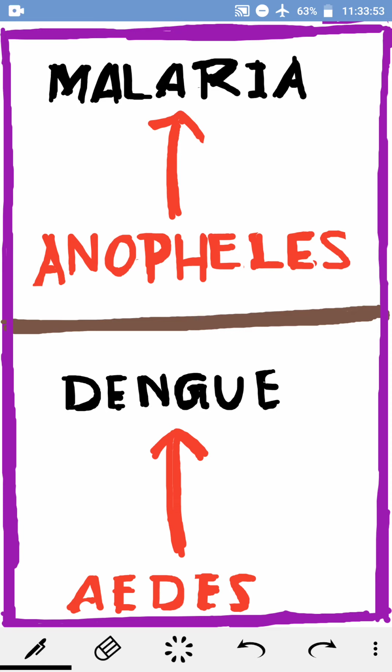Hello students, last class ended with a question. How can we control the spread of malaria or dengue? Anopheles mosquito spreads malaria, Aedes mosquito spreads dengue. Let us see how it gets spread.